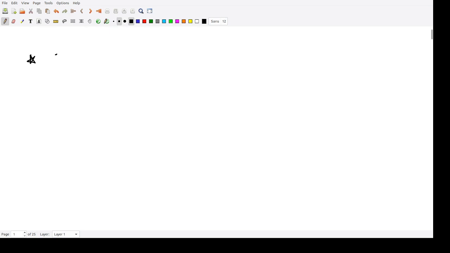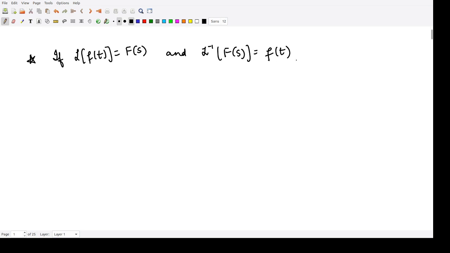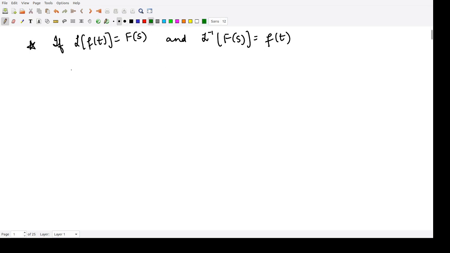So suppose the Laplace transform of the function f of t is defined by capital F of s, and the inverse Laplace transform of capital F of s is defined to be f of t. Then we know various formulas for Laplace transform. The first formula was Laplace transform of 1, that was equal to 1 upon s. The Laplace transform of e to the power minus at, that was equal to 1 upon s plus a.